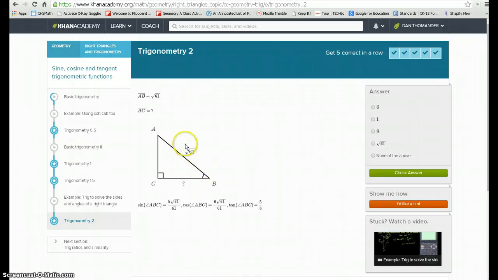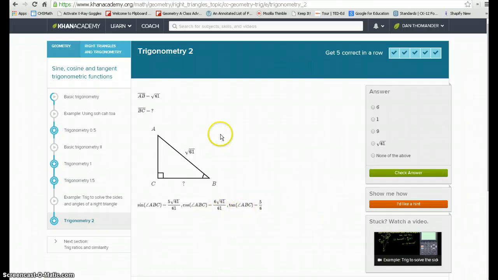What we know is that the hypotenuse is root 61. We don't know the adjacent side. So which function is adjacent over hypotenuse? That's cosine. So it's adjacent over hypotenuse. So the adjacent would be x over root 61 equals 6 root 61 over 61.